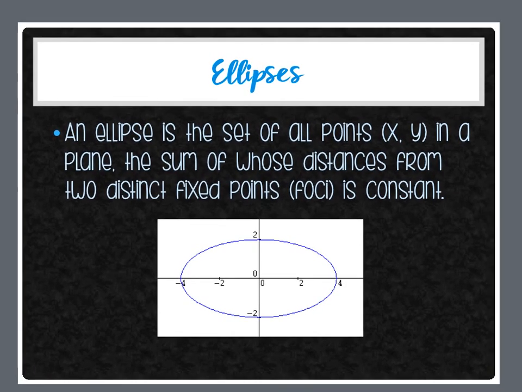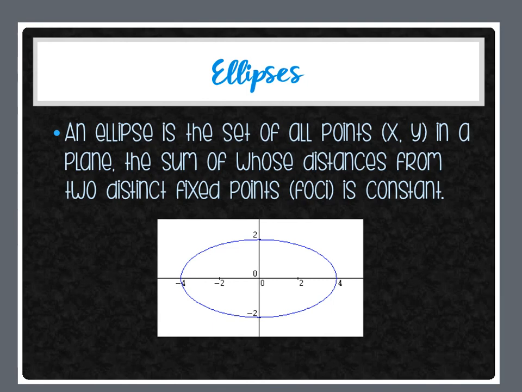So an ellipse is the set of all points x, y in a plane, the sum of whose distance from 2 distinct fixed points, which are called the foci, is constant. So you have 2 focuses. The plural of focuses would be foci. You're going to have 2 vertices, and you're going to have 2 co-vertices. So there's 6 different types of points as you move around your circle.